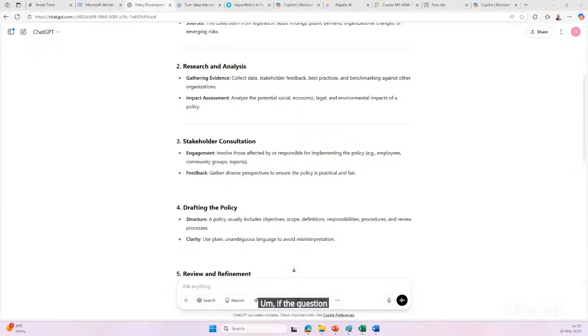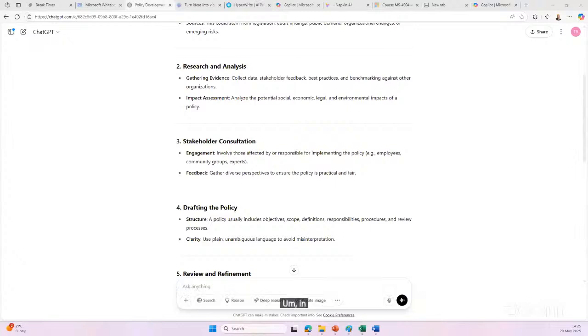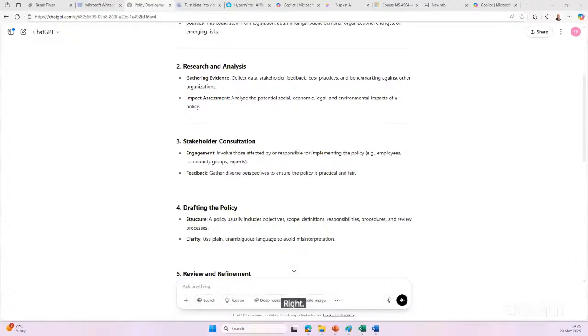Unfortunately, if the question is going to take 10 or 20 minutes to answer, I won't be able to answer it in this forum. But I will share my email address with you, and you can do one of two things. You can either email me, or you can ask your question of Microsoft Copilot, Gemini, or ChatGPT, and see what type of answer you're going to get. Right. So what we're going to do is start at the top.